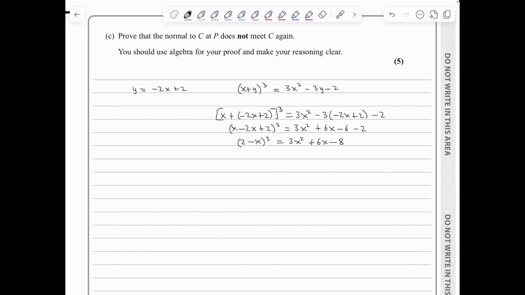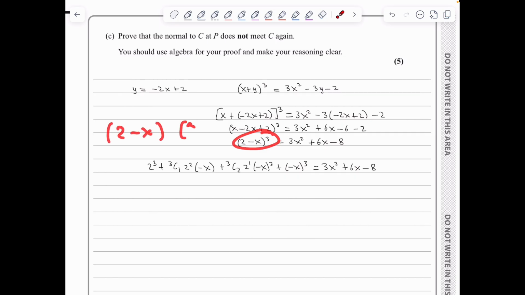expansion here. So we've got 2 cubed plus (3 choose 1) times 2 squared times negative x plus (3 choose 2) times 2 to the power of 1 times (negative x) squared plus (negative x) cubed being equal to 3x squared plus 6x minus 8. Alternatively, you just expand (2 - x)(2 - x)(2 - x). It will surely lead to the same answer. So on the left hand side, we've got 8 minus 12x plus 6x squared minus x cubed being equal to 3x squared plus 6x minus 8.